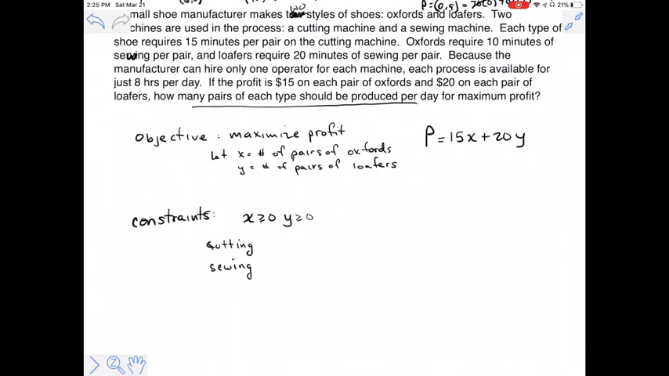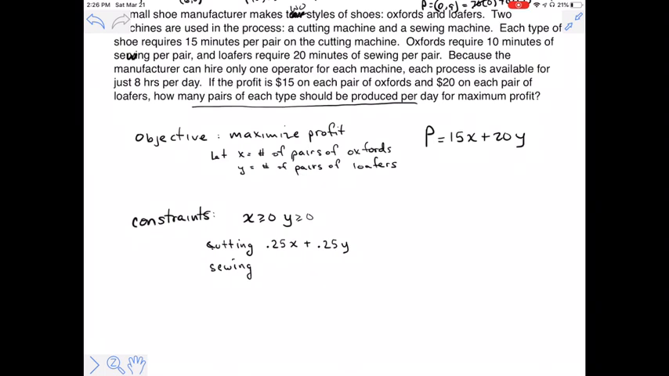Okay, so here's where we need to be careful. I'm just looking at this. We have minutes, but then hours. We can't mix units of measure of time. We can't have minutes and hours. So I'm going to put everything in terms of hours. So for cutting a pair of loafers is 15 minutes. That's a quarter of an hour. So I'm going to say 0.25. So it takes a quarter of an hour, or 15 minutes, to cut a pair of Oxfords. It also requires a quarter of an hour to cut a pair of loafers.